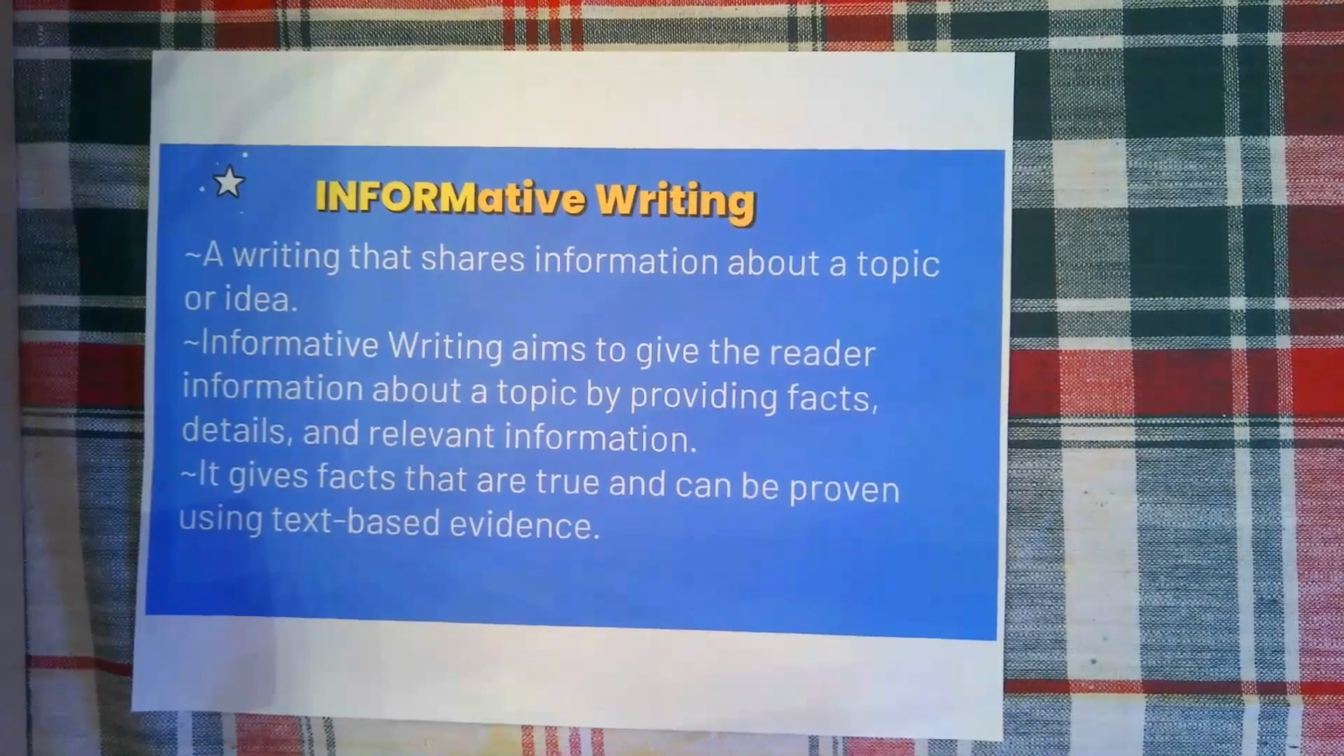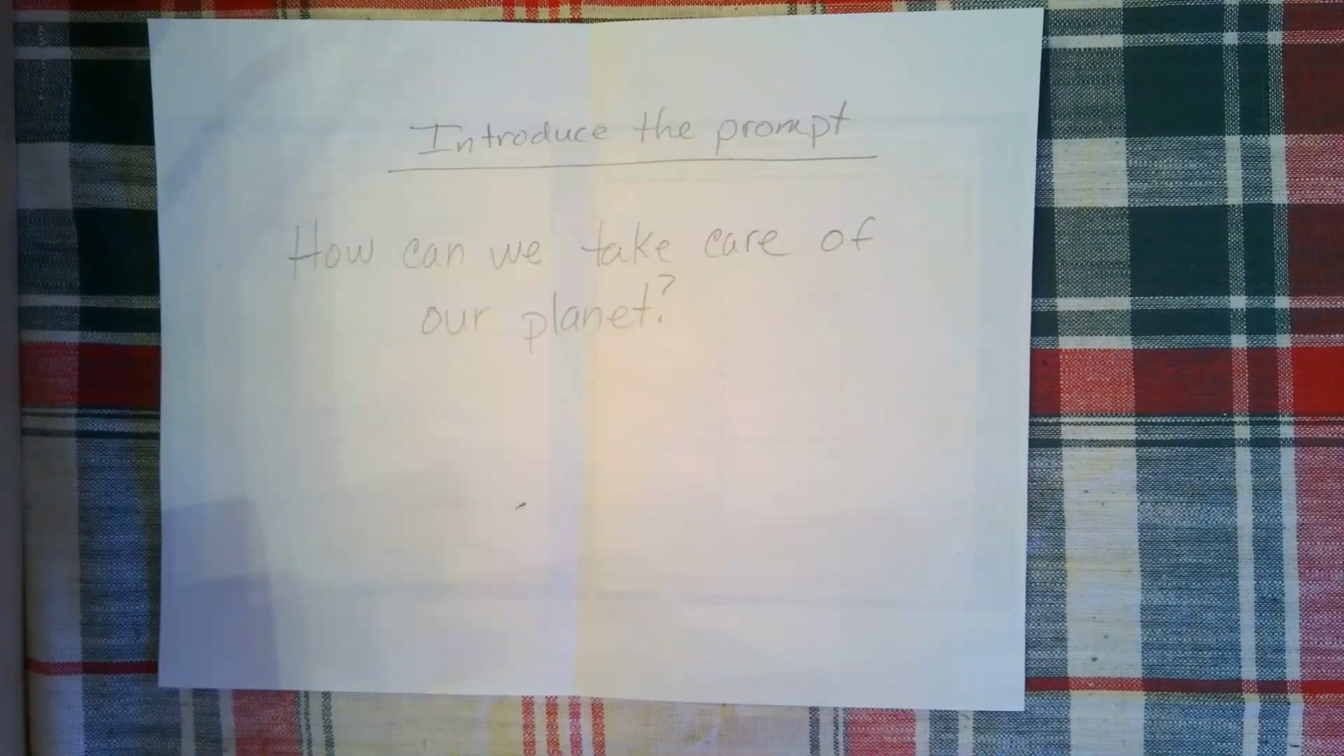On day 1, step number 1 is to introduce what informative writing is all about. Therefore, there's your first mini lesson. Step number 2 of day 1 would be to introduce the prompt. In this case, it could be something along the lines of, how can we take care of our planet? This is also an opportunity for another mini lesson by learning how to deconstruct the prompt.